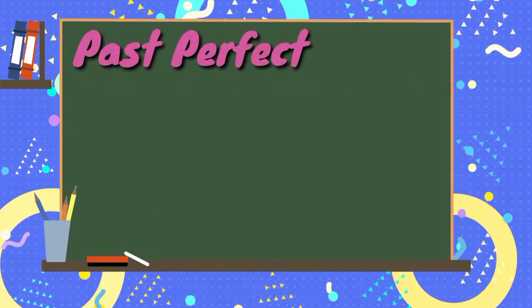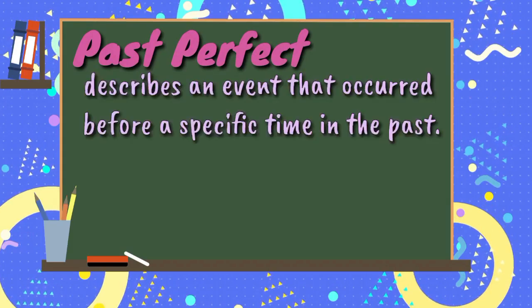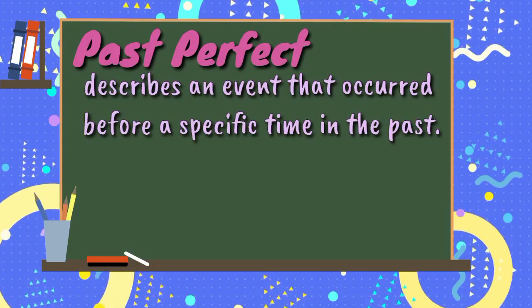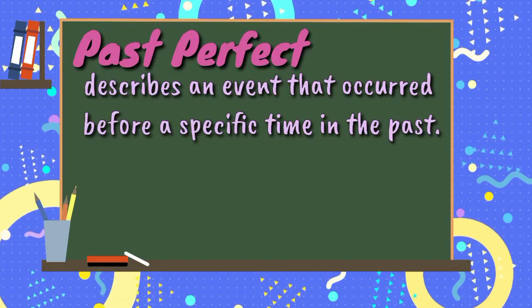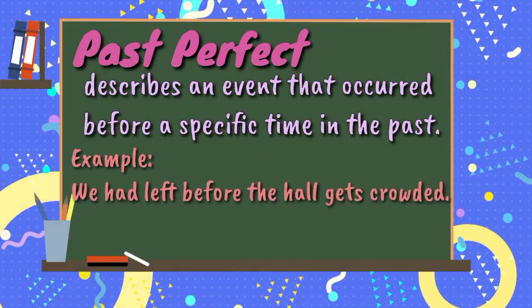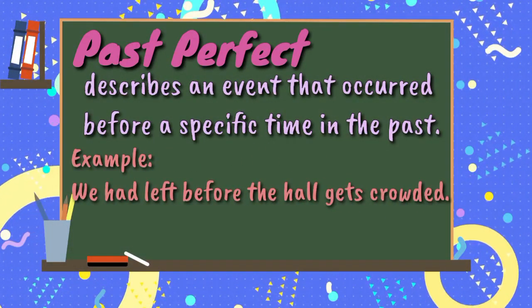Let us discuss first the past perfect. Past perfect describes an event that occurred before a specific time in the past. For example, we had left before the hall gets crowded.